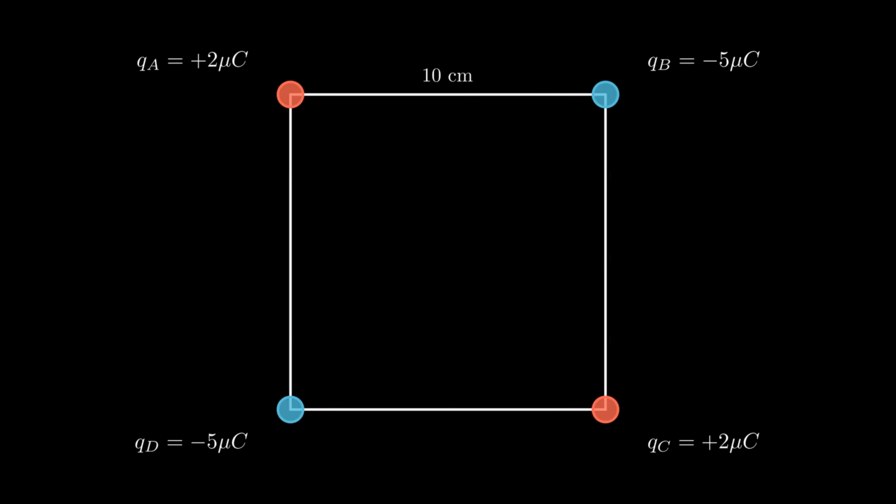For our next problem, we have a square of side 10 centimeters. At the four corners, we have 4 point charges. Top left A and bottom right C are positive 2 microcoulombs. Top right B and bottom left D are negative 5 microcoulombs. We place a 1 microcoulomb charge right in the center. What is the net force on it? You might be tempted to pull out your calculator and start crunching Coulomb's law numbers. But wait, look at the symmetry.